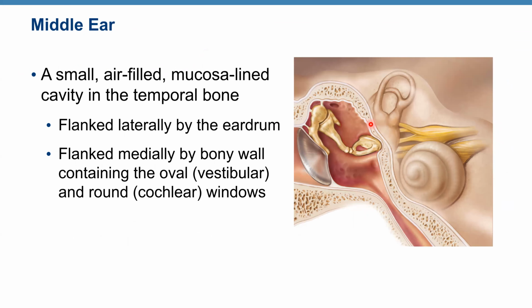So middle ear, shown right here, is a small air-filled mucosa-lined cavity in the temporal bone, and it's flanked laterally by eardrum. So this is the lateral side, and this is our tympanic membrane or eardrum. And so that's on the lateral. On the medial side, we have a bony wall, and this bony wall has 2 windows. This looks like an oval, so that's the oval window, and inferior to it, this part over here, round window.